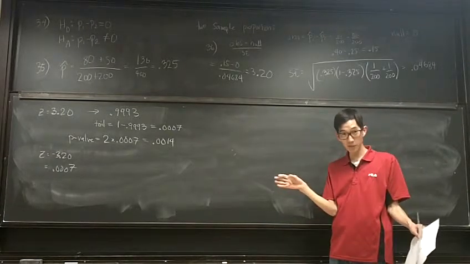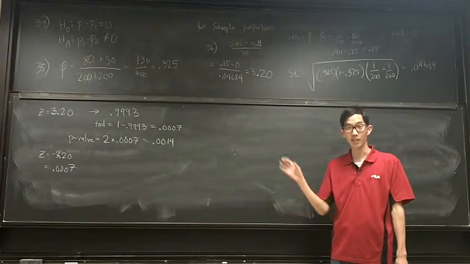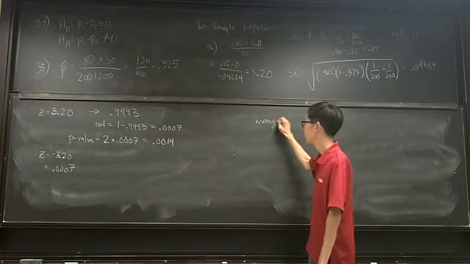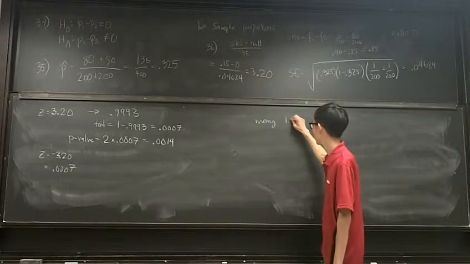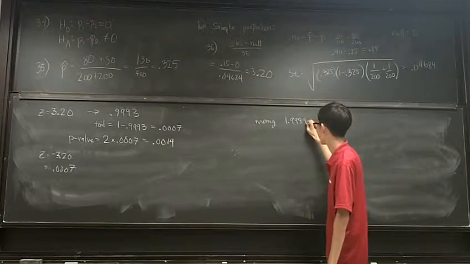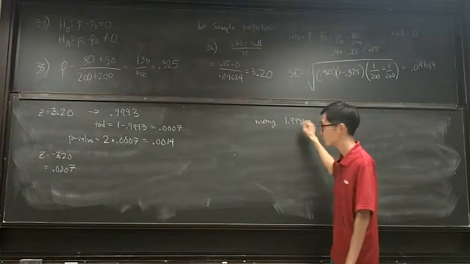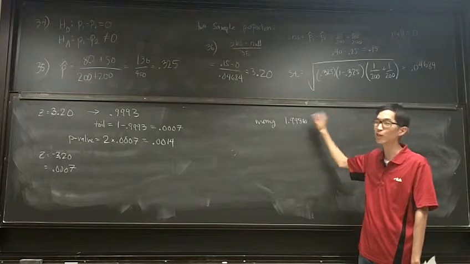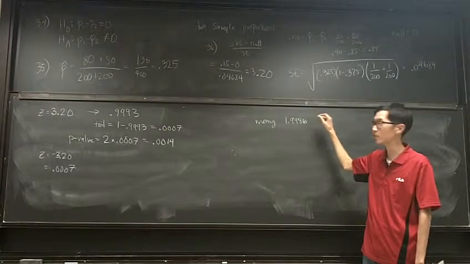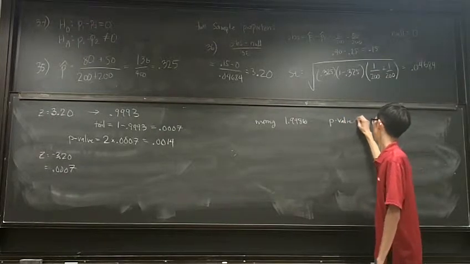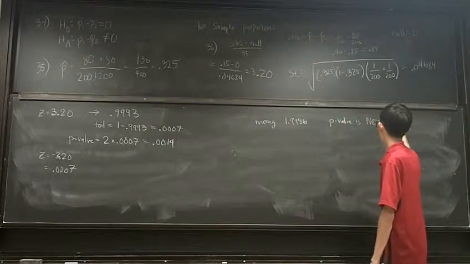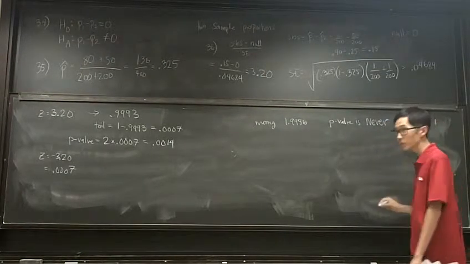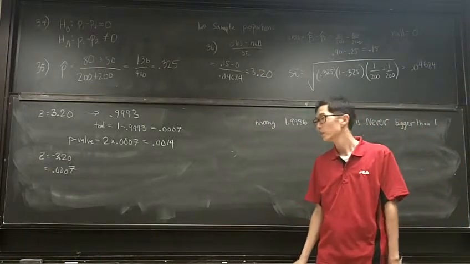And if you ever get a p-value that's bigger than 1, stop, and you know you did something wrong, okay? But a wrong answer choice will be 2 times 0.9993, which is going to be like 1.9986 or something like that, okay? This will be a wrong answer choice that's available to you, but you've got to know that a p-value should never, ever, ever be bigger than 1. A p-value is never bigger than 1, because a p-value is a probability. Probability is never bigger than 1.